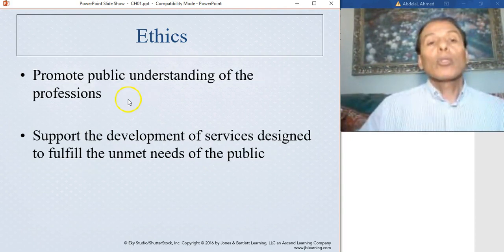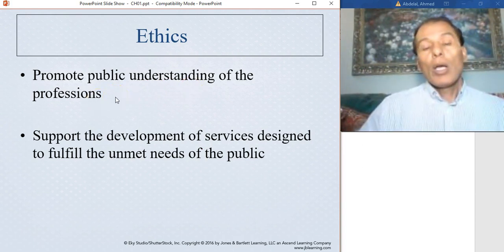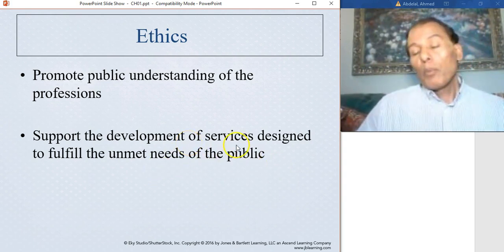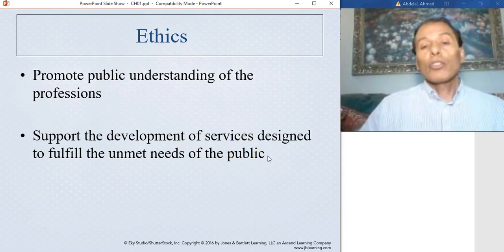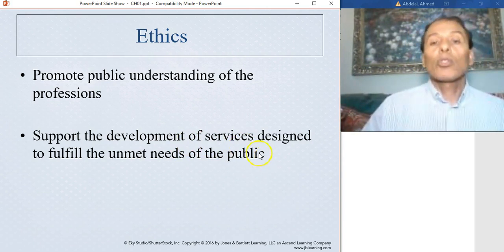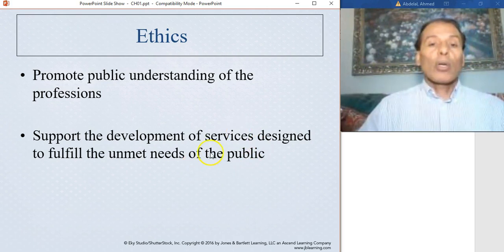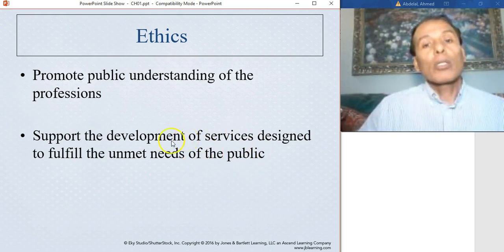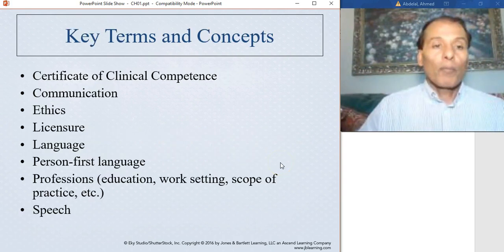And also to promote the public interest and understanding of the professions of speech, language and hearing and audiology and so on, to make people aware of these professions and what we do, and also to support the development of services that are designed to fulfill the unmet needs of the public. For example, people are not getting enough audiology services or enough speech language services. We need to ensure that we have enough professionals to provide these services and so on.